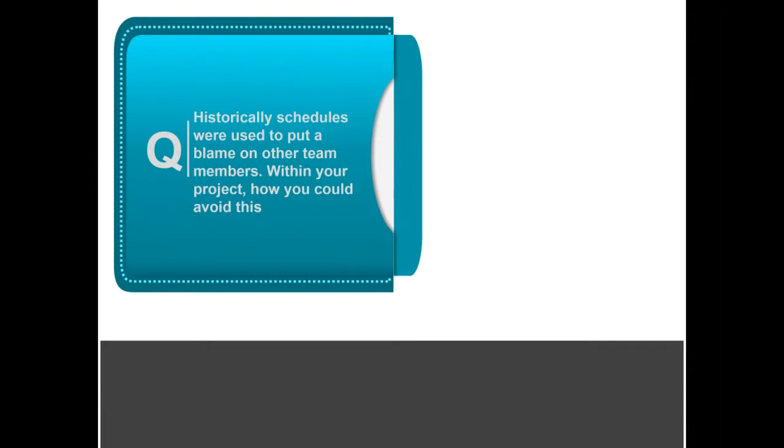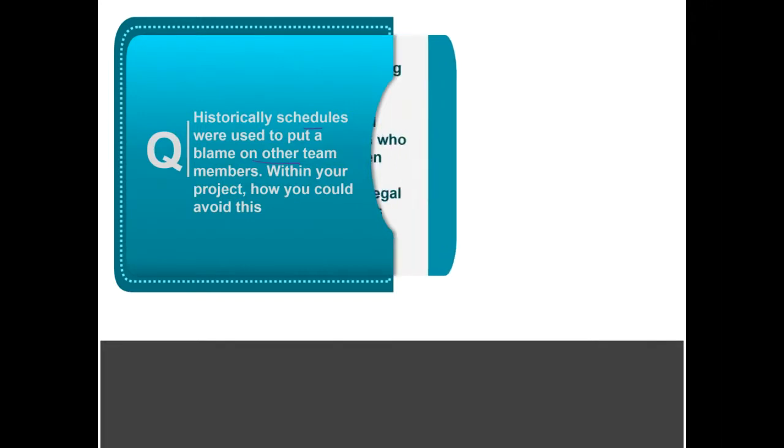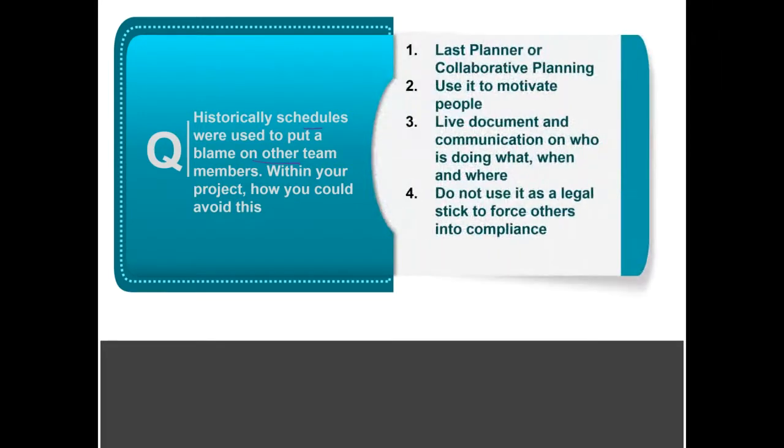Right. Now, historically, we have seen the schedule being used to put the blame on others. So when there are problems with delays, to settle those claims. So that is not the purpose of the schedule. And how is it possible to override this? Things like we are seeing last planner or collaborative planning, where we have a shared vision of our project. So schedules are not used to put blame on others, that, well, this is because of you, we have been delayed, rather than trying to fix the problem.